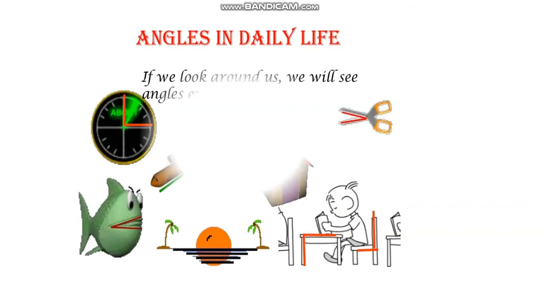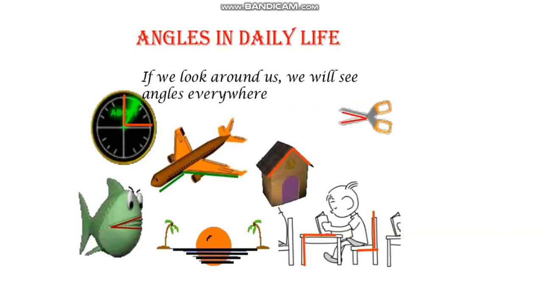Next, we have the angles we'll be using in day to day life, meaning daily life. We'll be using a watch, an airplane, you will be seeing the fish, the scenery with the trees, and you have a bench, table, a reading position, house, scissor, everything. In your day to day life, let us see how you are using these angles.